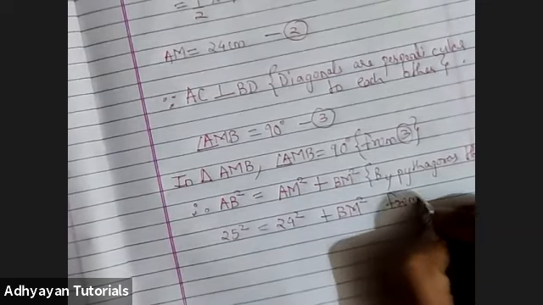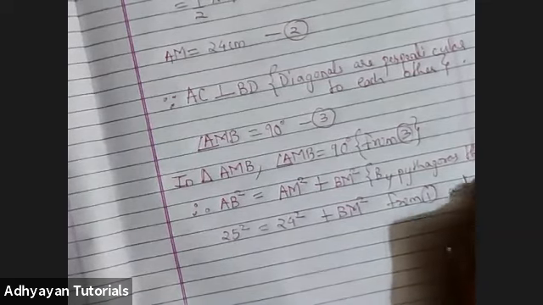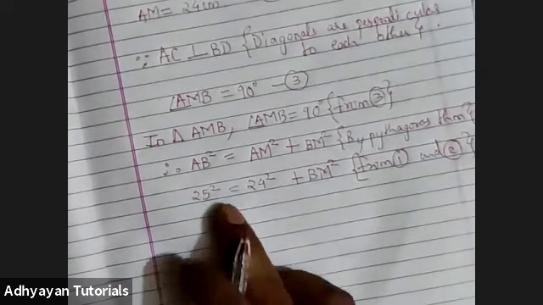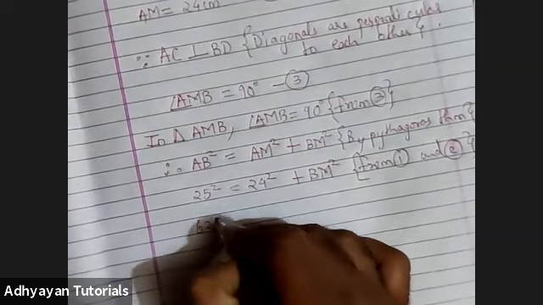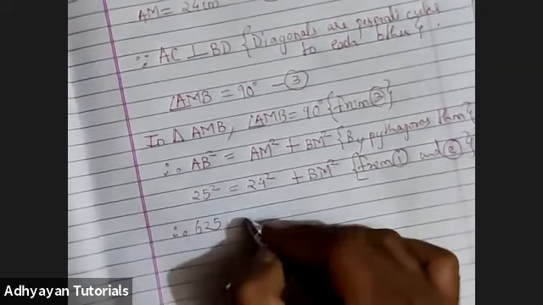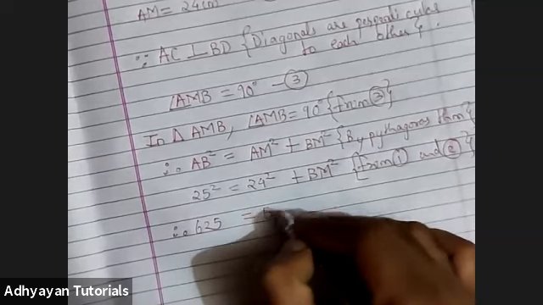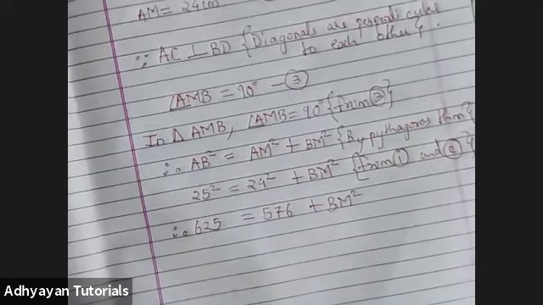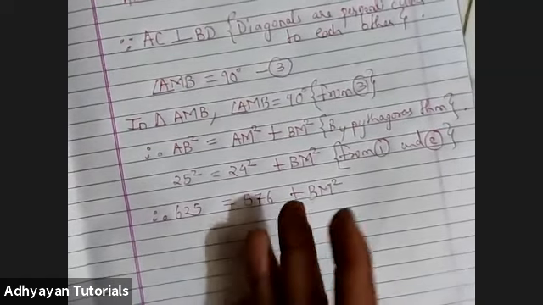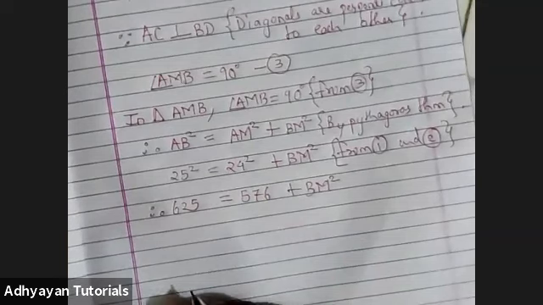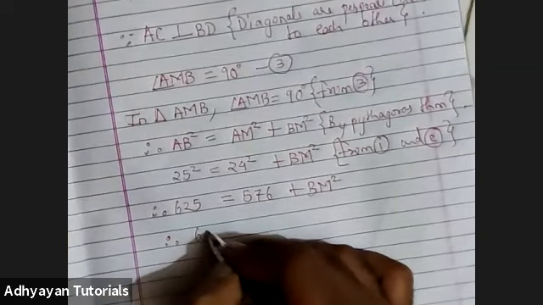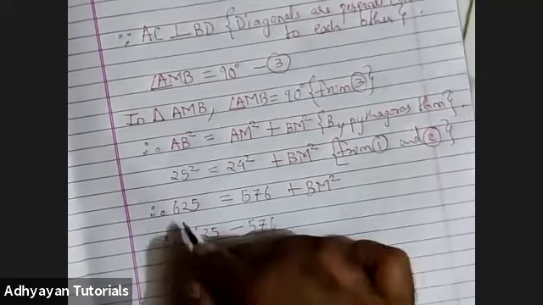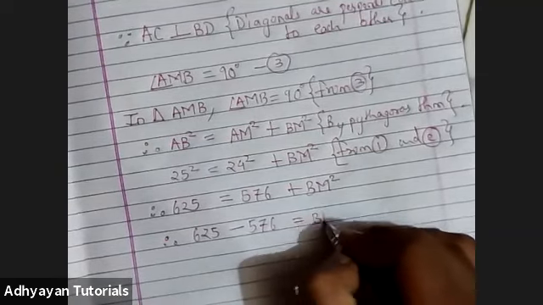So from 1 and 2, right? 25 square is 625. 24 square is 576. Now when you shift 576 to the left hand side, it becomes 625 minus 576, because here it was plus, when it goes to the other side it becomes minus, is equal to BM square.